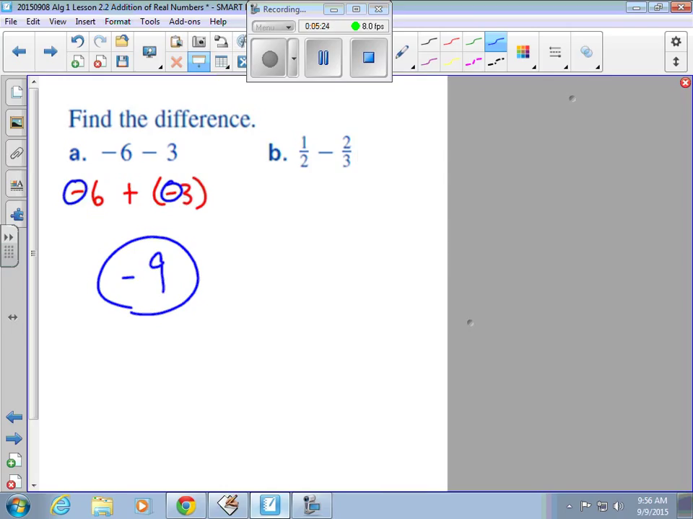Try this one. 1/2 minus 2/3. Add the opposites. Now you got fractions, so I'll give y'all about a minute on this one. Make sure you got the common denominator. And then treat it like opposite signs.